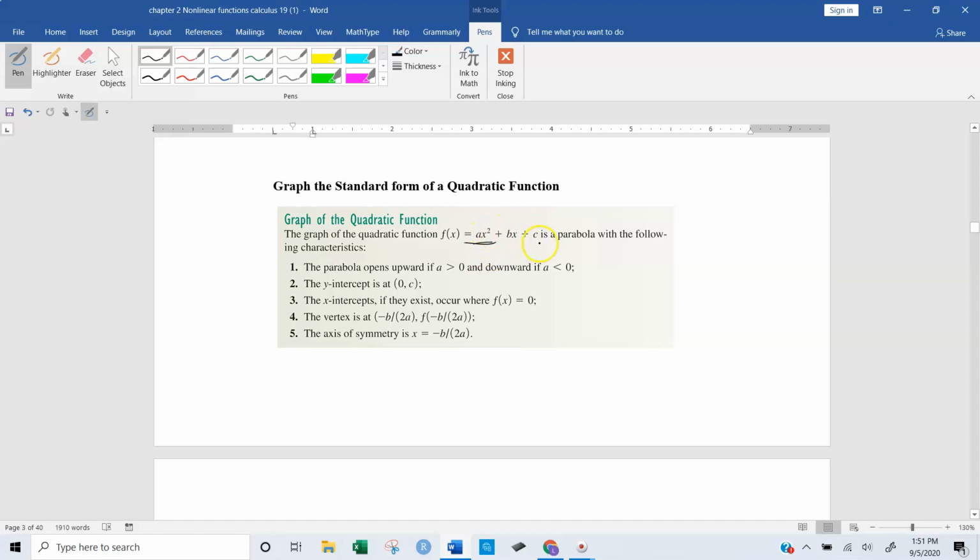Squared means a parabola. C is your y-intercept. When you let this equal 0, that is your x-intercepts or your roots. The vertex is the opposite of B over 2A for the x value. Then you plug that in to find your y. Axis of symmetry is also the opposite of B over 2A.